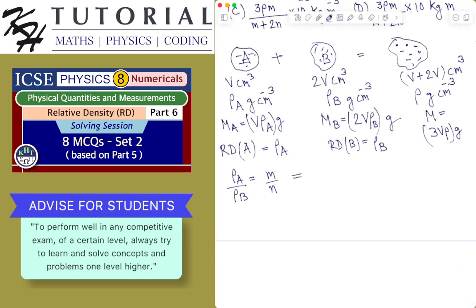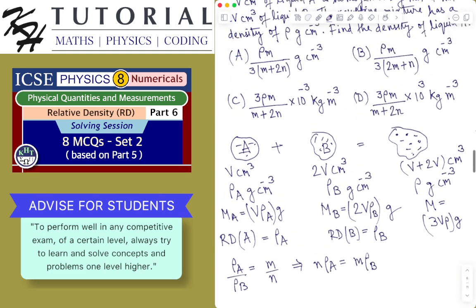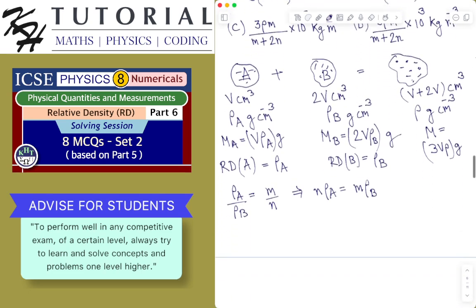So this implies that, if I do cross multiplication, N into rho A is equal to M into rho B. The problem has asked to find the density of liquid A. So this implies rho B should be equal to N by M into rho A.